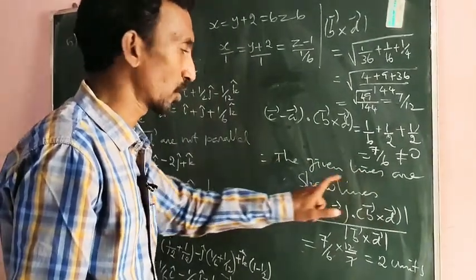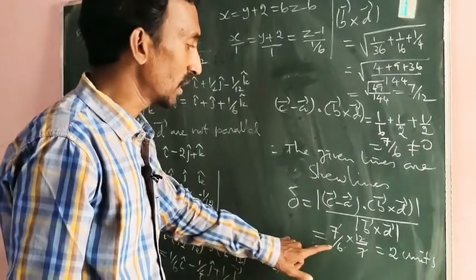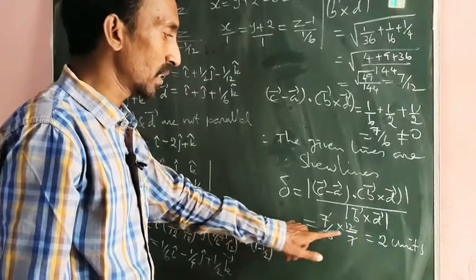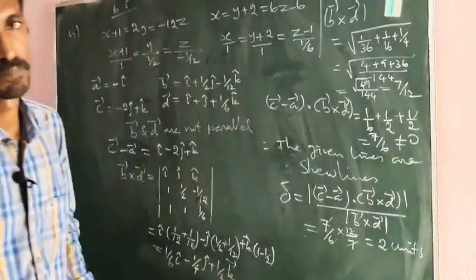Therefore, the given lines are skew lines and we use the distance between them formula. So 7 by 6 divided by 7 by 12, that is 7 by 6 into 12 by 7, we are getting 2 units as the distance.